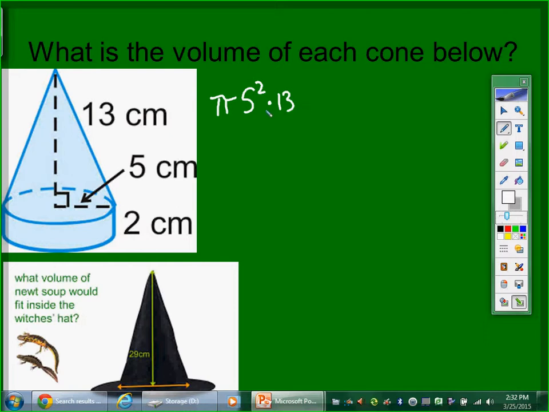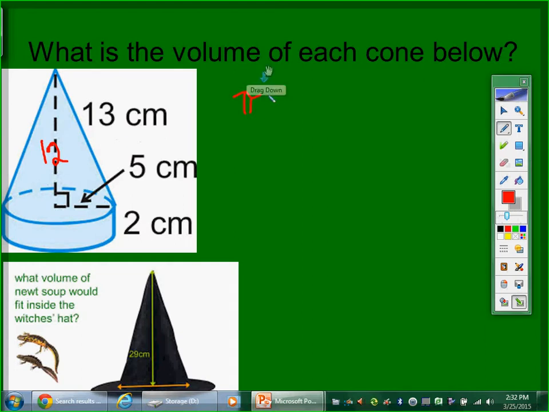This is actually a different problem. 13 is the slant height. This is a Pythagorean triple, which tells us the actual height here would be 12. It's a 5, 12, 13 triple. So I need to change this. The 13 was only used to give us the 12.